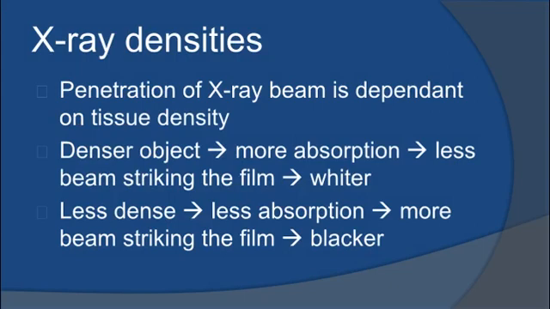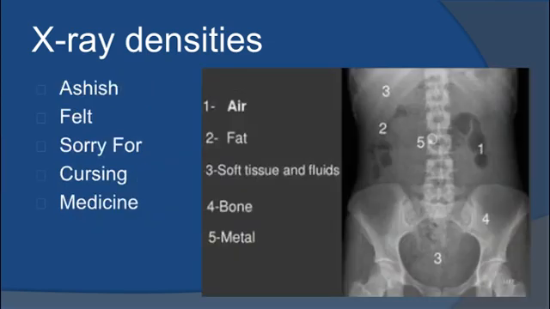That means that a denser object leads to more absorption of X-ray beam. Hence, less beam strikes the film, making the film look whiter. Similarly, less dense objects lead to a blacker film. A common mnemonic to help remember the radiological densities of various entities is, Ashish felt sorry for cursing medicine. Here air is the most radiolucent entity and metal is the most radio-opaque.